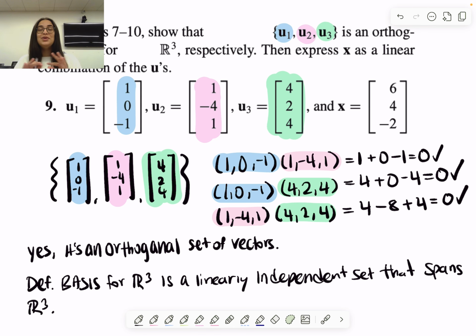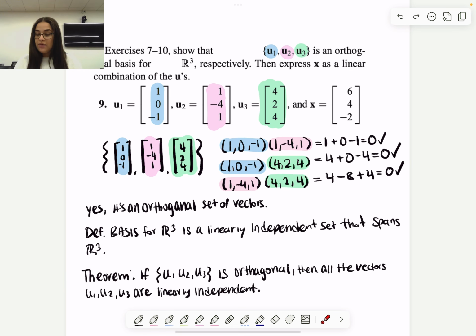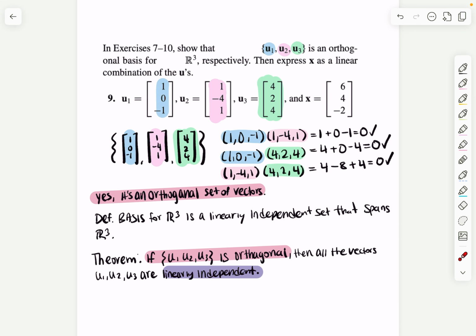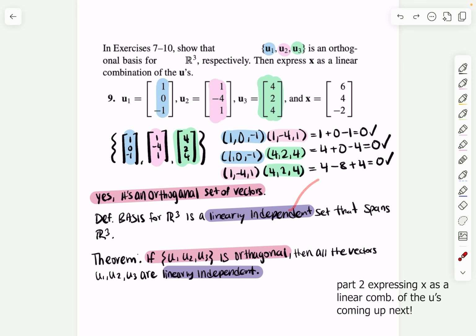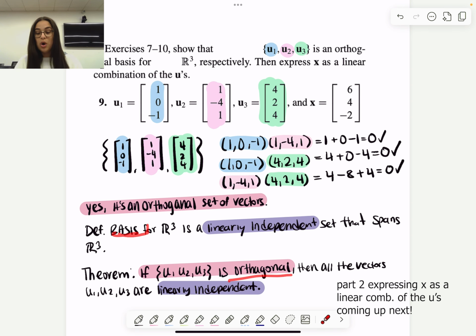Or you can use this beautiful theorem. The theorem says that if you have a set of vectors, in this case vectors 1, 2, and 3, and it's orthogonal, then all of the vectors 1, 2, and 3 are linearly independent. Because we showed that it is an orthogonal set of vectors, and in order for a set to be a basis it has to be linearly independent, this condition is automatically satisfied. So now we can say that this is a basis. We just showed that not only is it an orthogonal set, but it's also a basis.